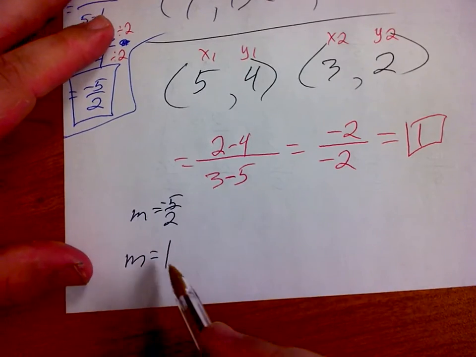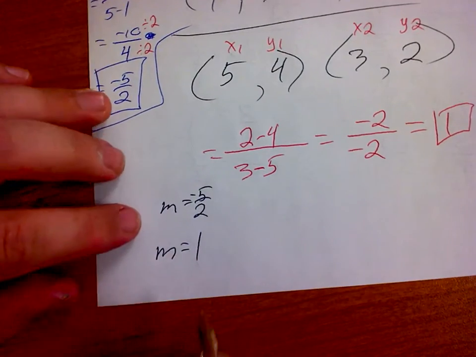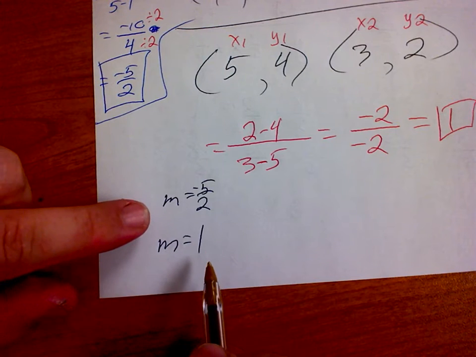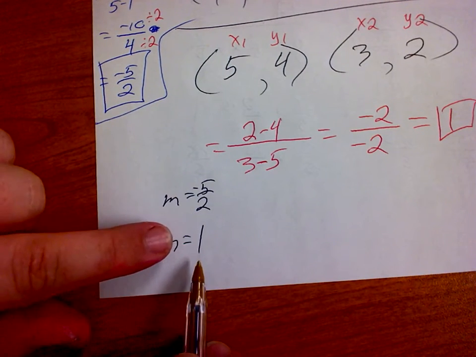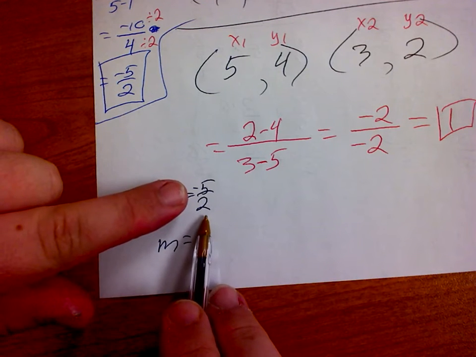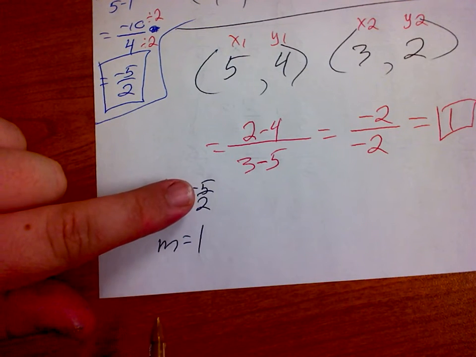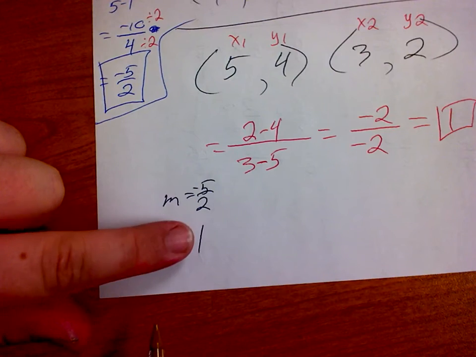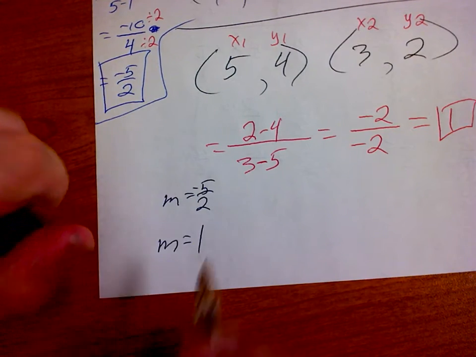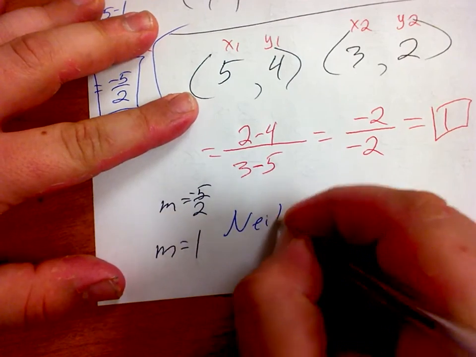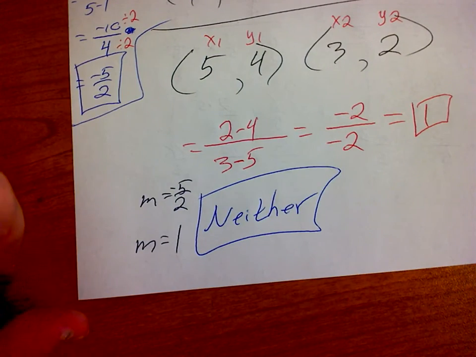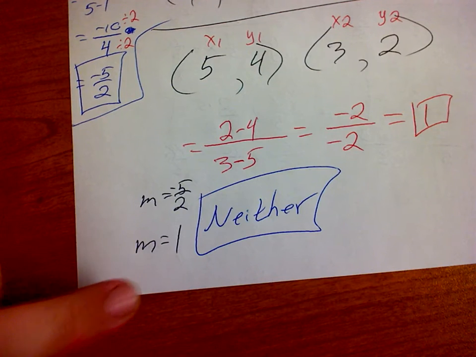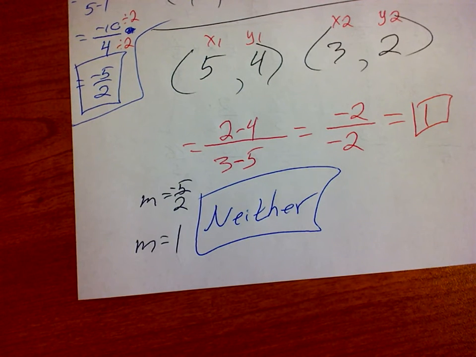First off, are they parallel? No, because they're not exactly the same. Are they perpendicular? No, because even though one's negative, one's positive, it follows that rule, it also has to follow the rule of it has to be inverses of one another. And the inverse of 5 over 2 is going to be 2 over 5, not just 1. So that means here we actually have an answer of neither. Now that's not saying that these lines don't intersect. Remember, that's parallel lines. These lines intersect, they just don't intersect to form 90-degree angles. Okay?